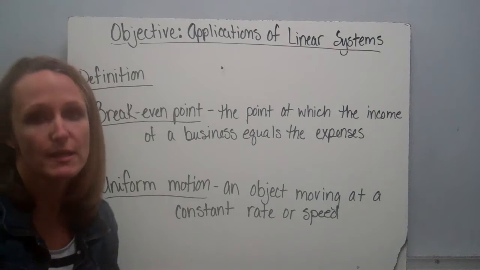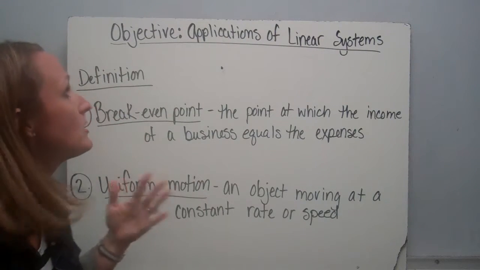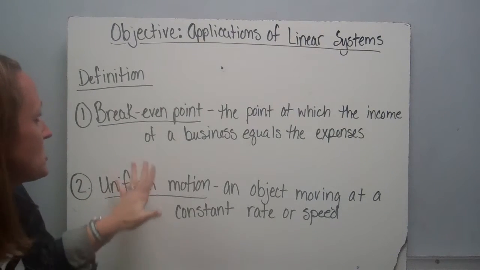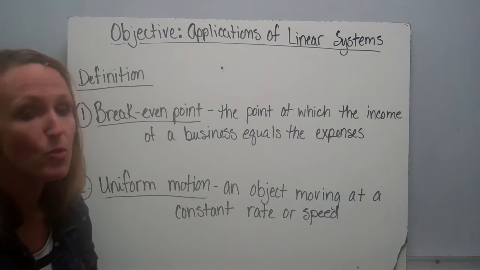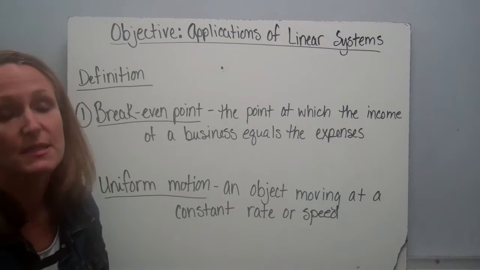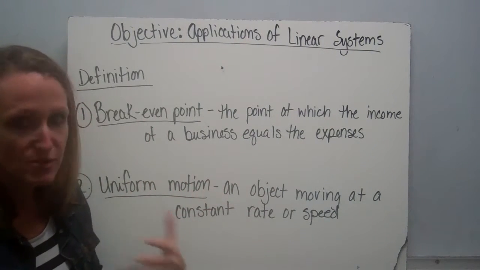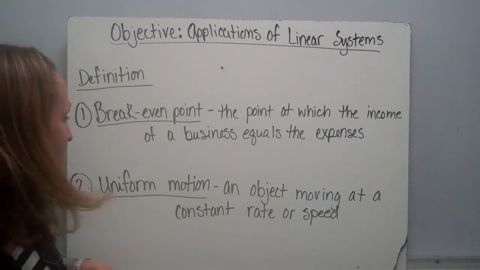We've learned all these ways of doing linear systems of equations. Now we're going to learn how to apply them. So first thing we need to talk about is a couple of definitions. One is the break-even point, and this is the point at which the income of a business equals the expenses. This is the point that after you hit it, you start to enjoy owning a business because you're making money.